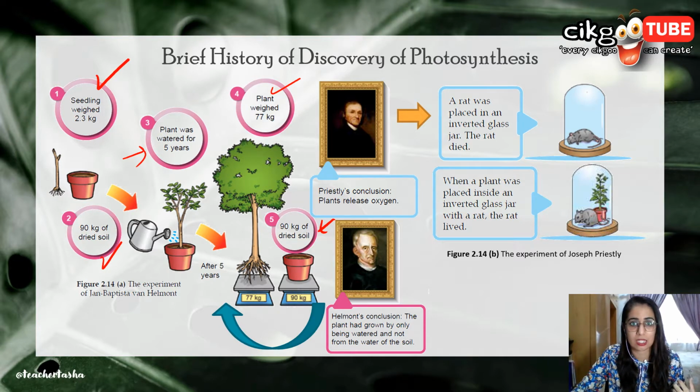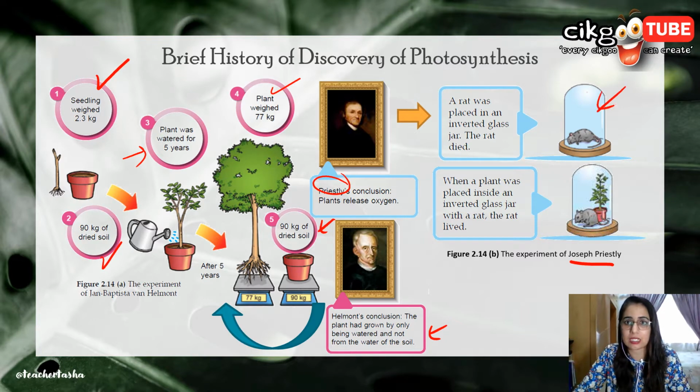Now what is that? His conclusion is that the plant had grown only by being watered and not from the soil. Yeah, that is his conclusion. Don't judge yet. But the other guy, Joseph Priestley, said water is important, but plants also release oxygen. But how did he manage to conclude that?